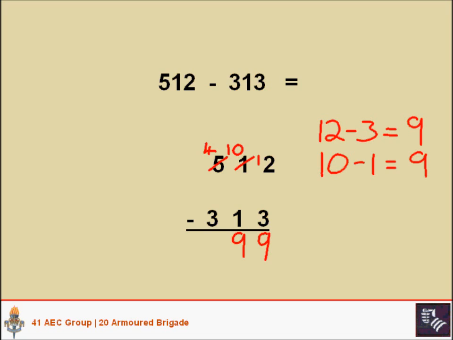Last of all, we subtract the hundreds column. 3 from 4 leaves 1. Write 1 in the hundreds column. Our answer is 199. It does not matter how large the number, you keep on borrowing until you complete the calculation.